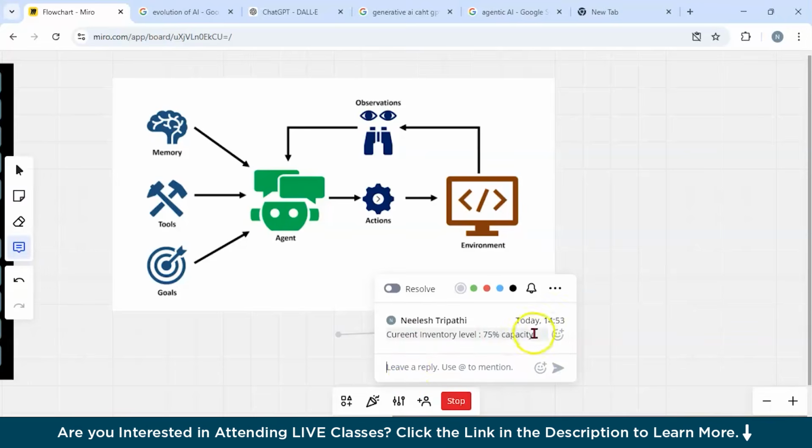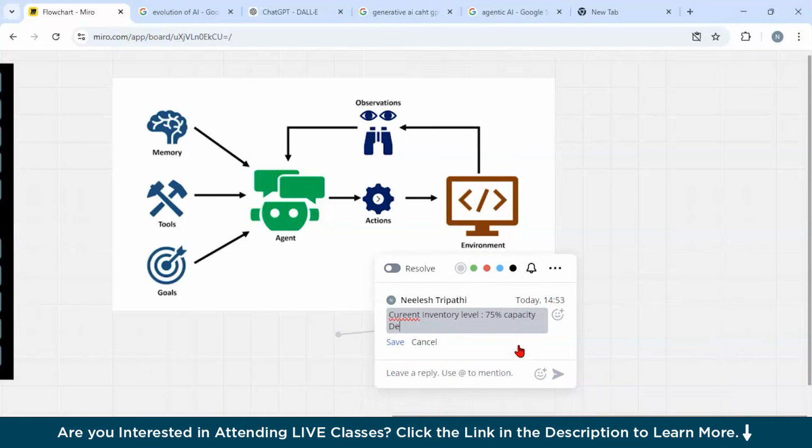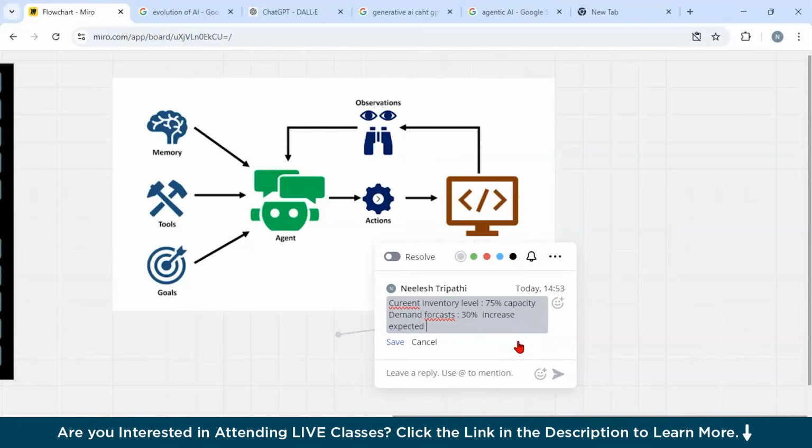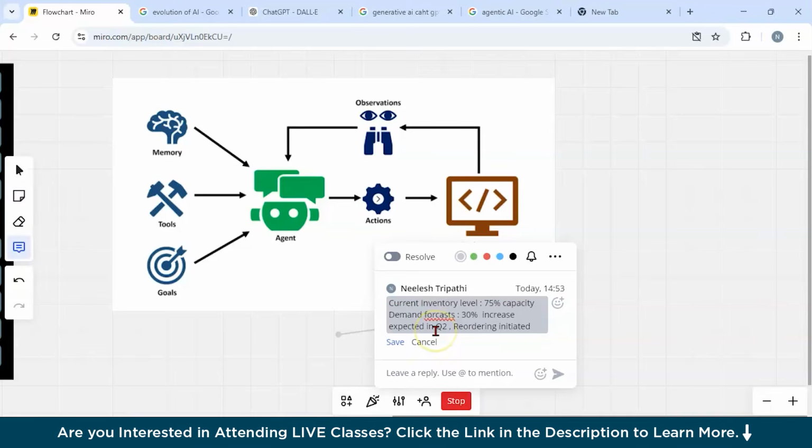Okay, then it could also have other things like demand forecast, say 30% increase expected in quarter 2, and also it is going to say reordering initiated. So this is the output we are going to get based on the supply chain management example we are trying to get.